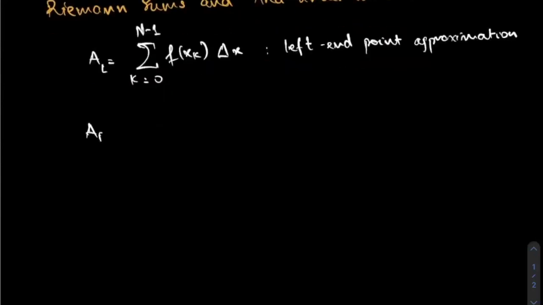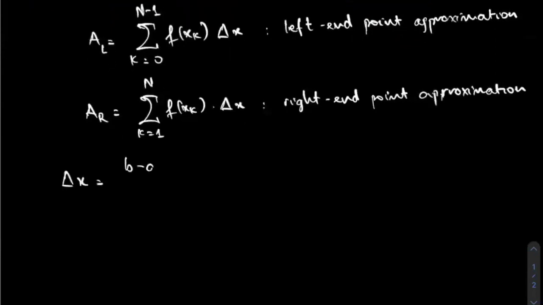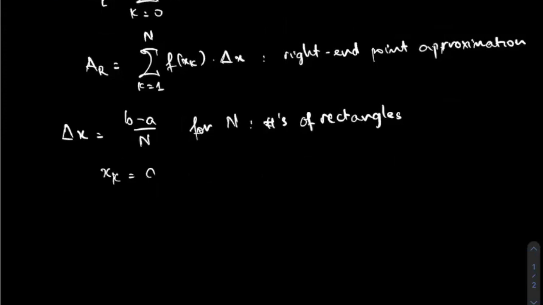And you can also have the formula for the right endpoint approximation, as the summation of f of x sub k times delta x for k going from 1 to capital N. So I say this is the right endpoint approximation. Delta x is of course equal to b minus a over capital N, where N is the number of rectangles, or the number of subintervals that you want to divide the interval from a to b, and x sub k is equal to a plus k times delta x.